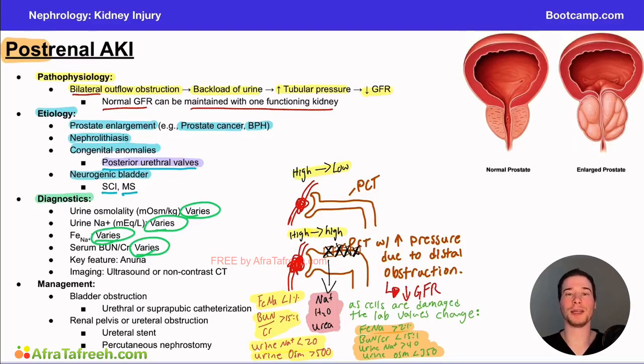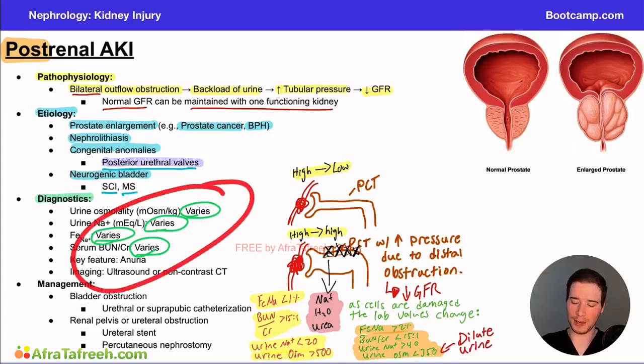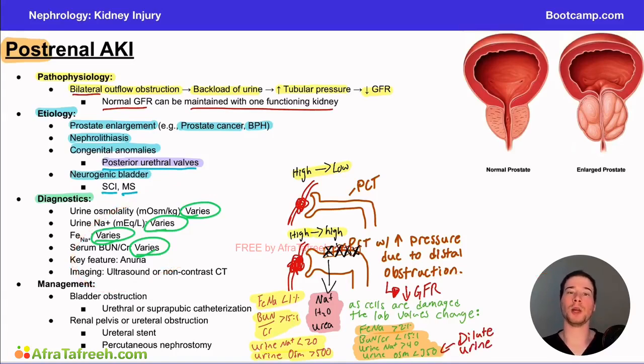The reason is when we damage these transporters that bring back sodium, bring back urea, we're also losing the ability to bring back water. This leads to a more dilute urinary sample. And so this is why when you see these labs as varies, it doesn't seem super helpful, but the reason is because it depends where in the process you are for a post-renal AKI. The labs will change and they will vary over time. This makes it a little bit less useful for test-taking purposes.